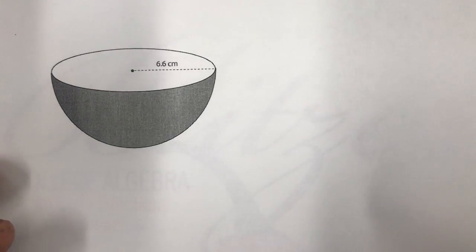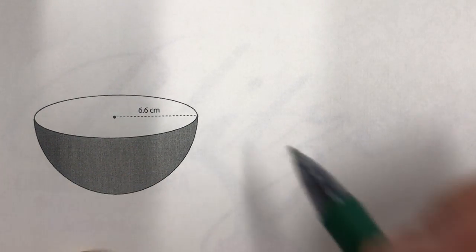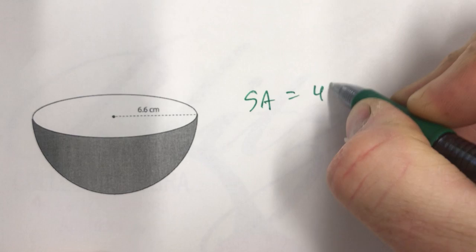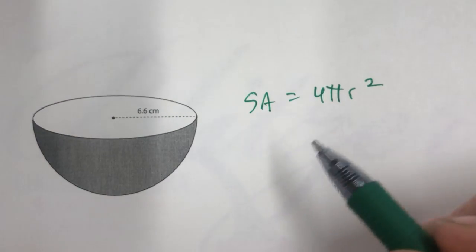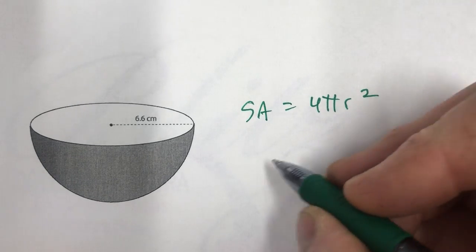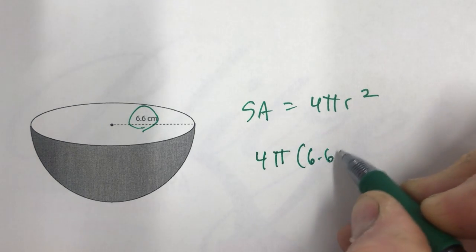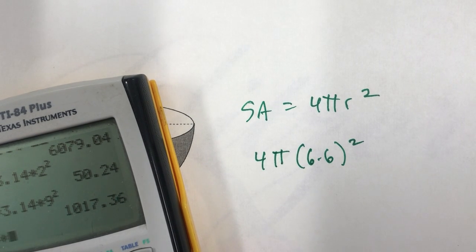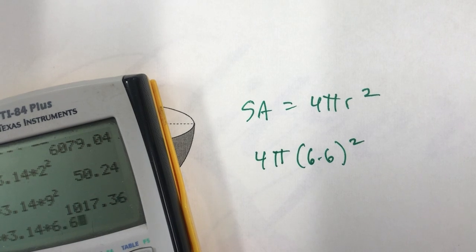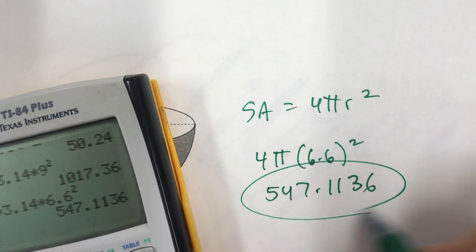Okay, one more here. Now look at this, what we got going on here. This is a half of a sphere. So I find the surface area, which is 4 pi r squared. Okay, and that'll tell me the area of the sphere. Now look here. So my radius is 6.6, so 4 times pi times 6.6 squared. Okay, so if I do this now, 4 times 3.14 times 6.6 squared, and I get this right here, 547.1136. Now, this is for the sphere.